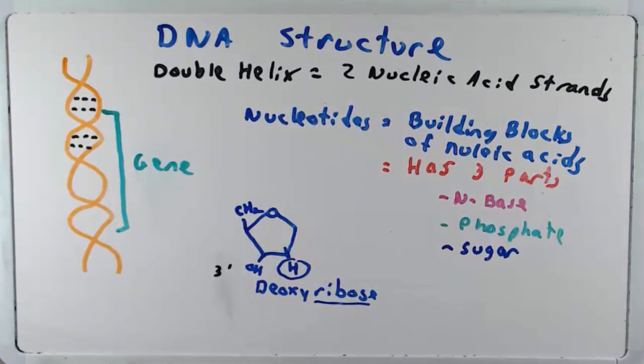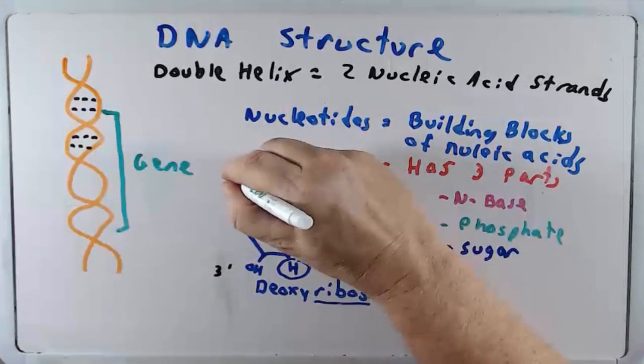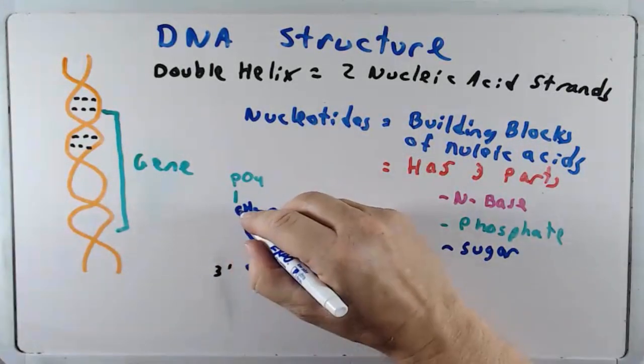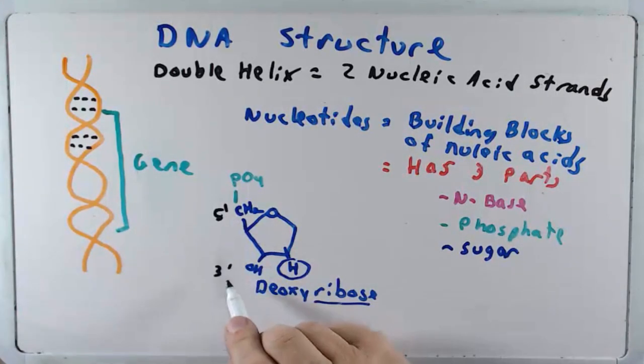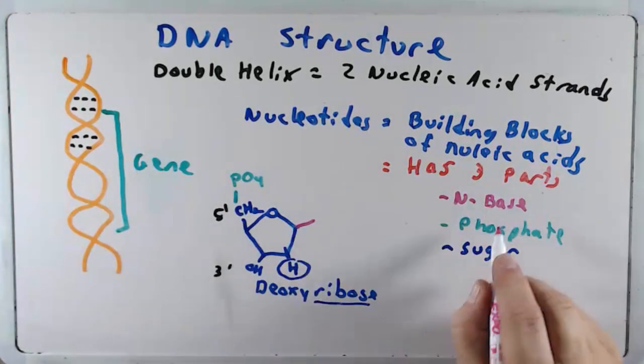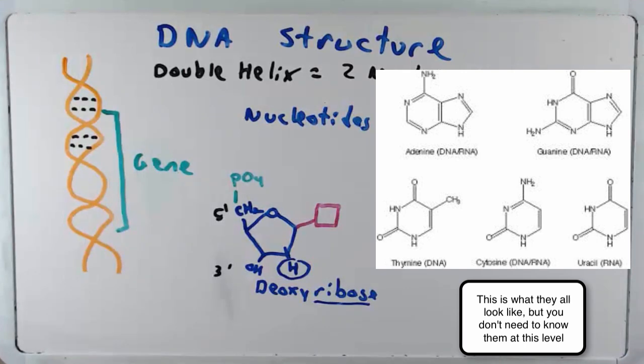Okay, attached to this carbon group on the sugar is the phosphate group. This carbon here we call the 5'. And 5' and 3' will become important in just a moment. Now over here is the base. And for our purposes, we're just going to draw it as a square. Now I'm going to spend just a little bit of time talking about these bases, so I'm going to make some space over here so I have that room.